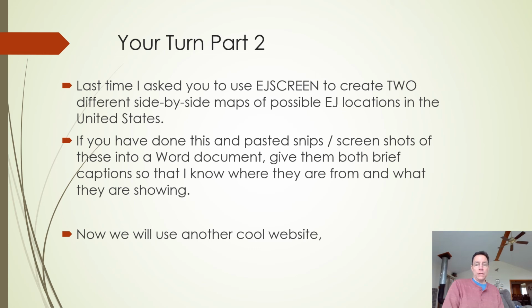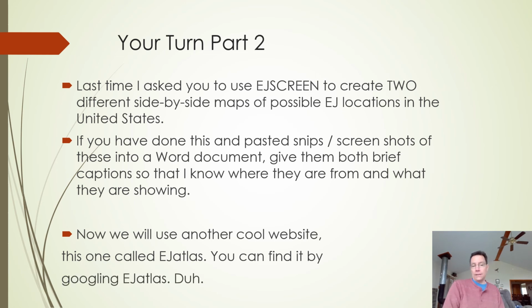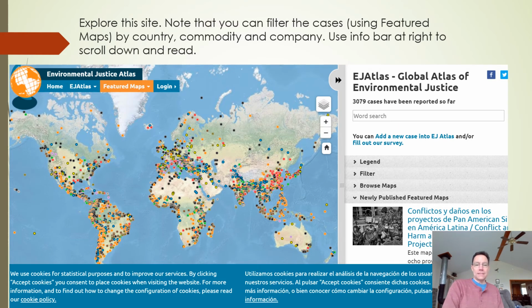Part 2, we're going to use another cool website that looks at some global issues of environmental justice. This one's called EJ Atlas. You can find it by Googling EJ Atlas. You should be able to find that, and it pops up pretty easily. And there's a bit of a learning curve. It looks like this, but you'll be able to figure it out pretty quickly. This is a map of the world, and each dot on here represents a case of environmental justice, or injustice, if you want to call it that. And there are all kinds of colors. You can figure out what the colors mean, and you can filter these or choose different sorts of them.